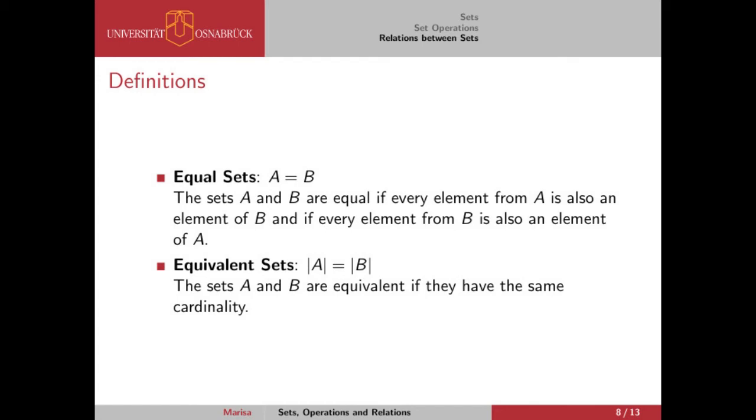First of all, sets can be equal. This is the case if they contain the exact same elements, so every element that is part of set A is also part of set B and vice versa. Then and only then A and B are equal. Equivalent, on the other hand, means that the two sets have the same cardinality. As a reminder, cardinality refers to the amount of elements a set has.